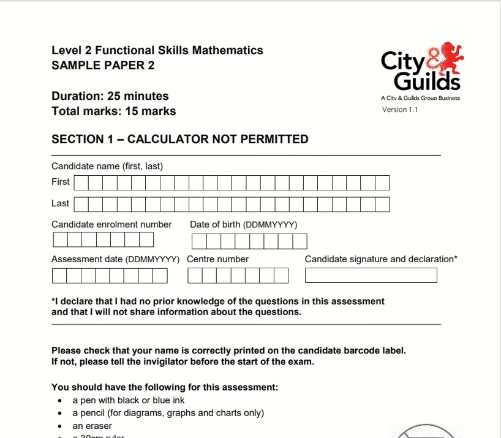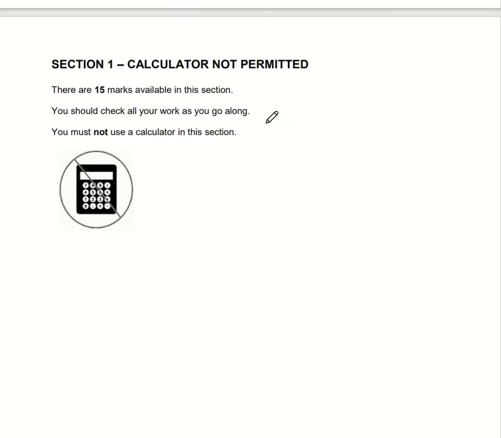Here are the video solutions for City and Guilds Level 2 Functional Skills Maths. This is sample paper 2 and this is section 1, which is the non-calculator section.